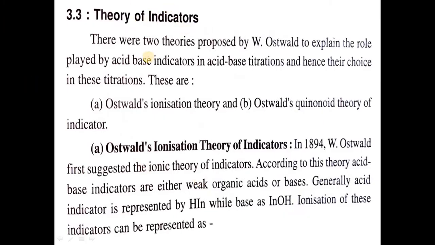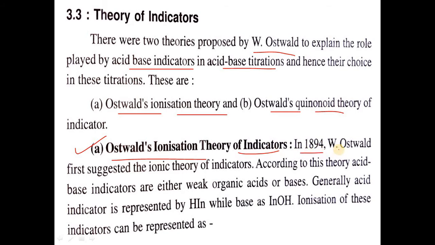Overall, in the theory of indicators, there were two theories proposed by W. Ostwald to explain the role played by acid-base indicators in acid-base titrations and hence their choice in these titrations. The names of the theories are Ostwald's ionization theory and Ostwald's quinonoid formation theory of indicators. First we will see Ostwald's ionization theory of indicators.